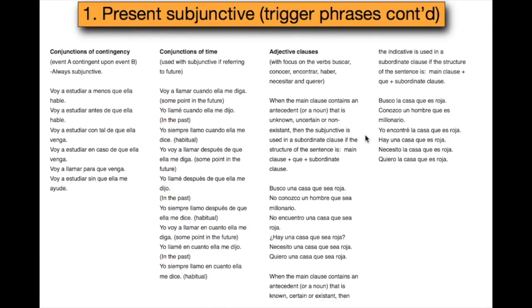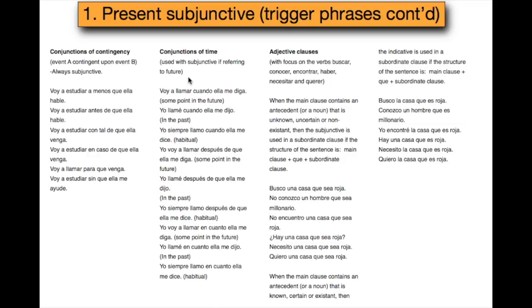Okay. Other trigger phrases to watch out for are conjunctions of contingency. If we have event A being contingent upon event B, these examples are always subjunctive. So if I'm going to use the words unless, before, provided that, in case, so that, or without that. If I use these conjunctions, and again, event A is contingent upon event B, that will trigger the subjunctive. Okay.